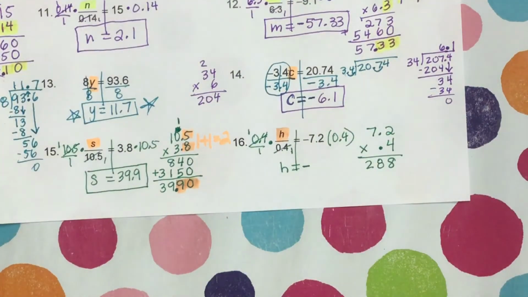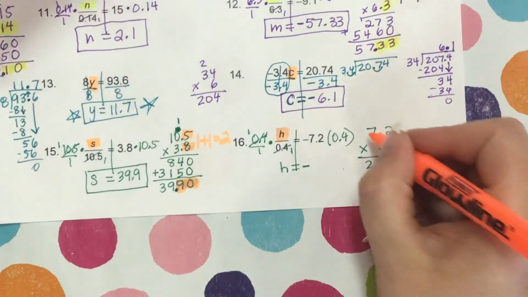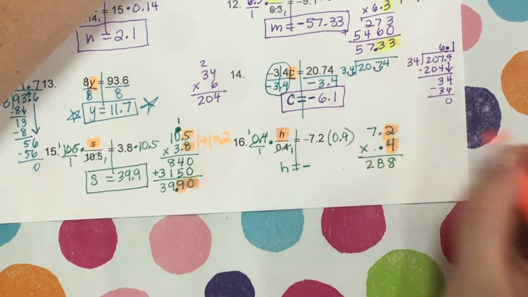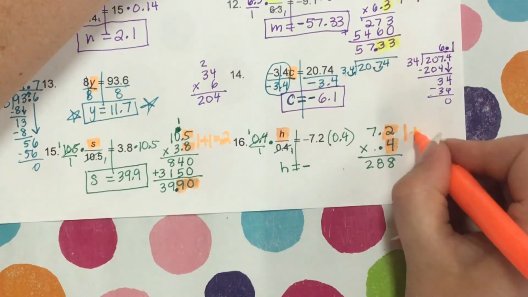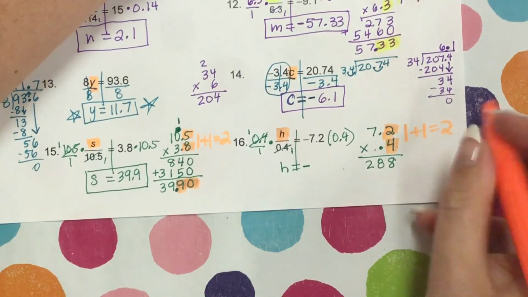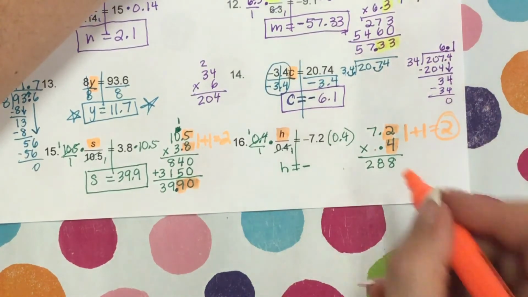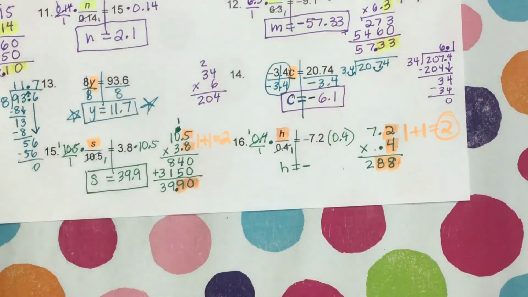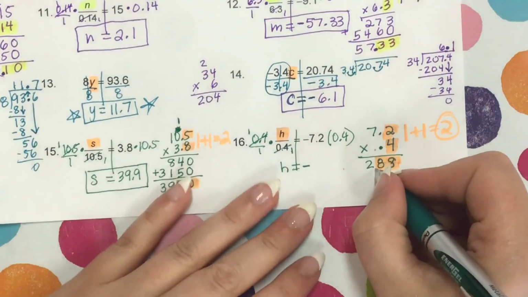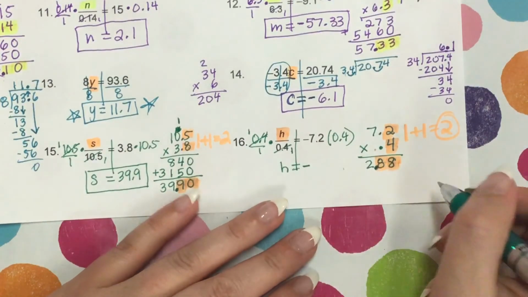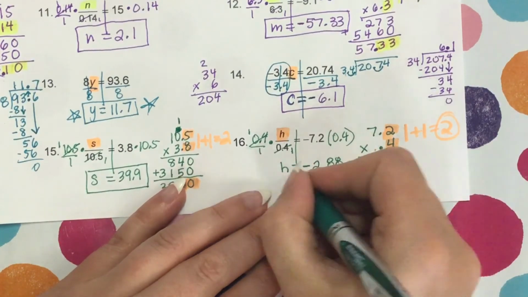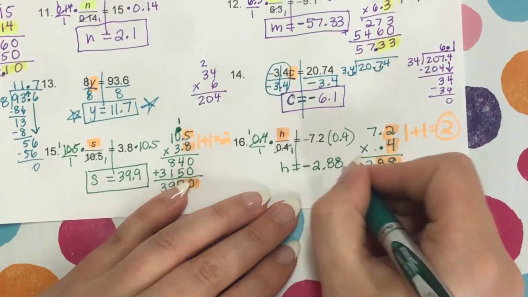So now we just need to figure out where the decimal goes. 7.2 has 1 decimal place. 0.4 has 1 decimal place. So 1 plus 1 is 2. That means our answer has to have 2 decimal places. So this is 1 decimal place, this is another decimal place, and right after there, that's where I put my decimal. So my answer ends up being 2.88. H equals negative 2.88.